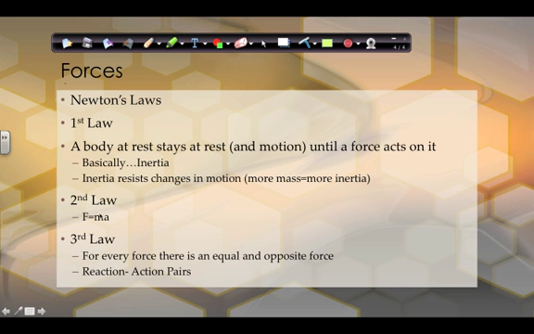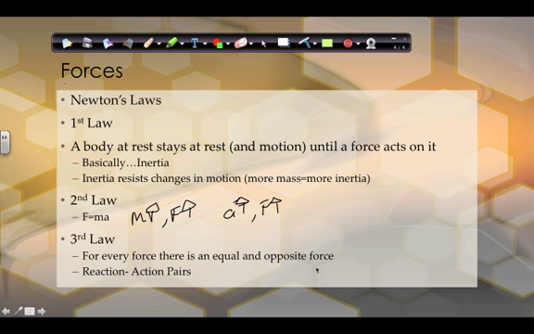Now, the second law, mathematically, is force is equal to mass times acceleration. And you can also say that mass and force are directly related. So as mass increases, your force would need to increase to move it. You could also say that acceleration and force are directly related. So as the acceleration increases, the force would increase. So basically, if you're pushing something harder, you're going to accelerate at a faster rate.